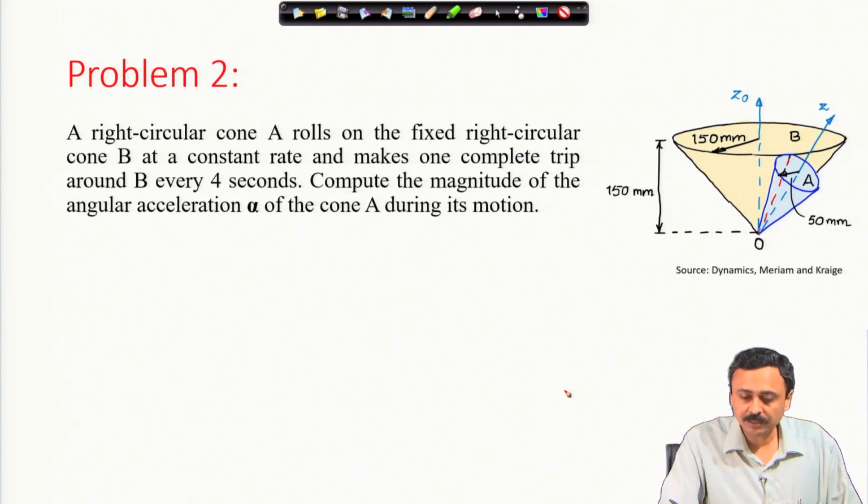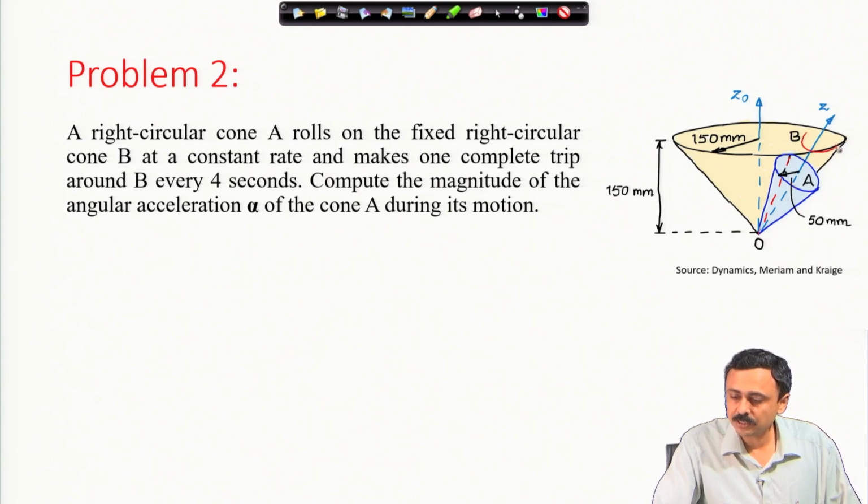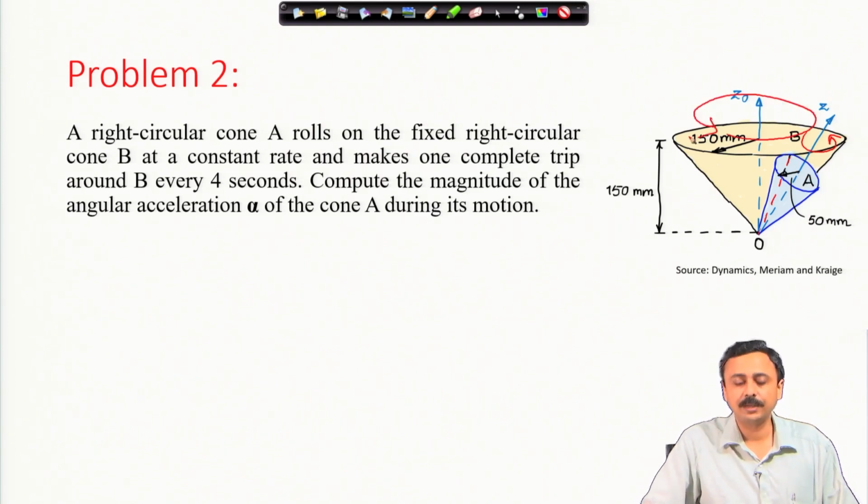We have to calculate the magnitude of angular acceleration alpha of cone A, but before that we have to also calculate angular velocity. It is given that this cone, while rolling like this, goes round and completes one trip in 4 seconds.